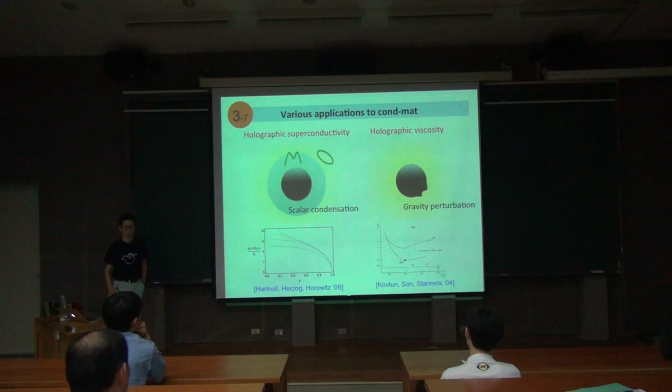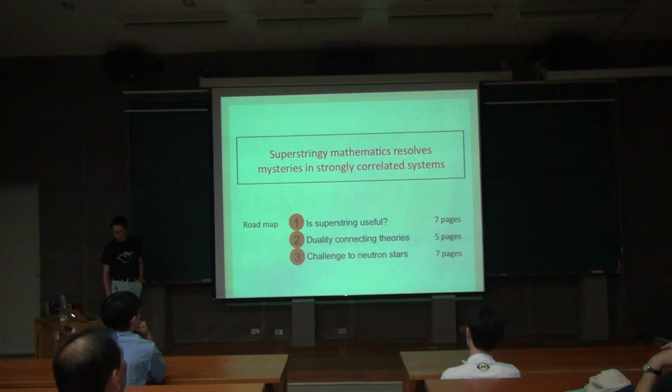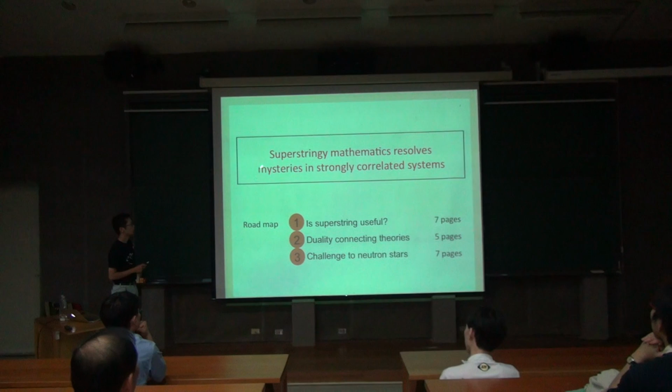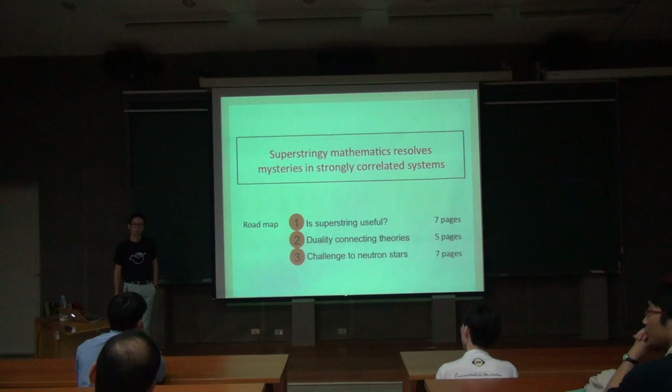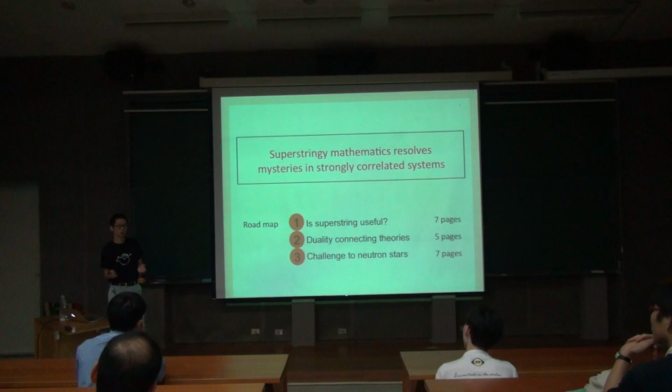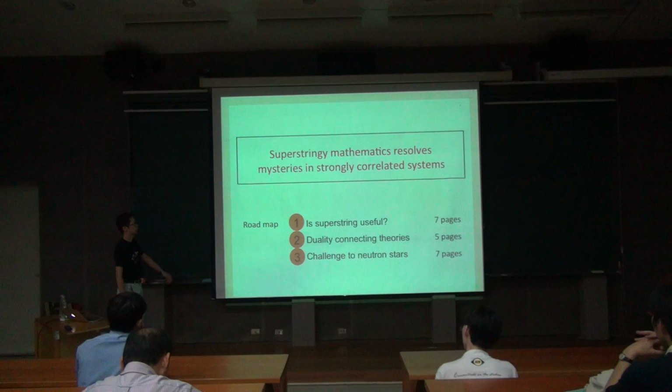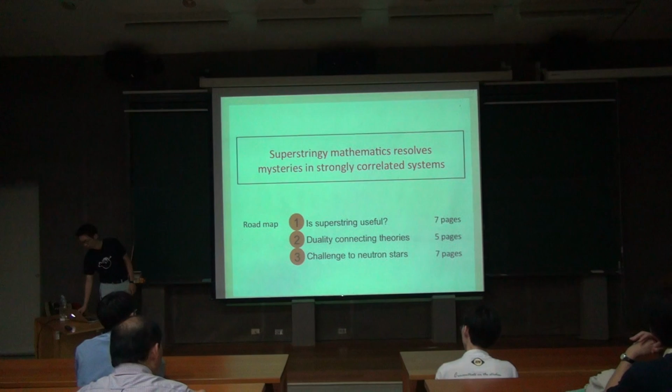So this is the end of my talk. I wanted to deliver this statement: superstring theory in mathematics actually can resolve a lot of mysteries in strongly coupled systems. Although it's getting closer and closer to realistic systems, we are not actually reaching the real system. But suppose you are fine with saying some qualitative things rather than predicting the numbers of QCD, then I hope this superstring technique can serve as a really good tool for exploring strongly coupled systems. Okay, thank you very much.